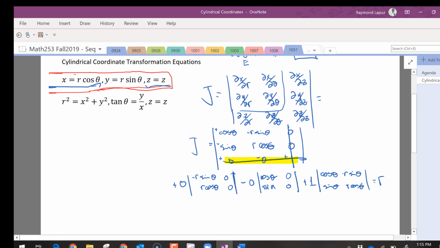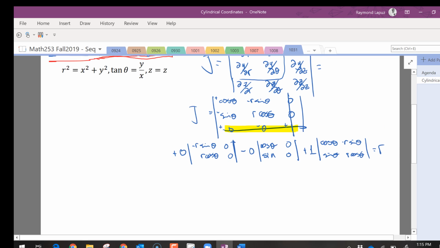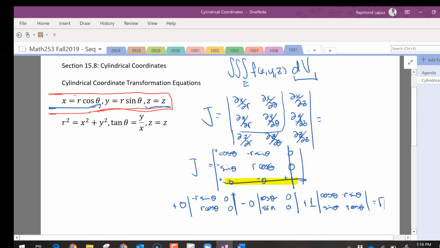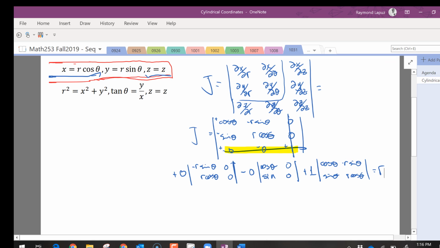You might think, wow, what was that all about? Why did we bother doing that? Well, so we can find the Jacobian. So our cylindrical coordinate transformation is going to give us a new integral now.